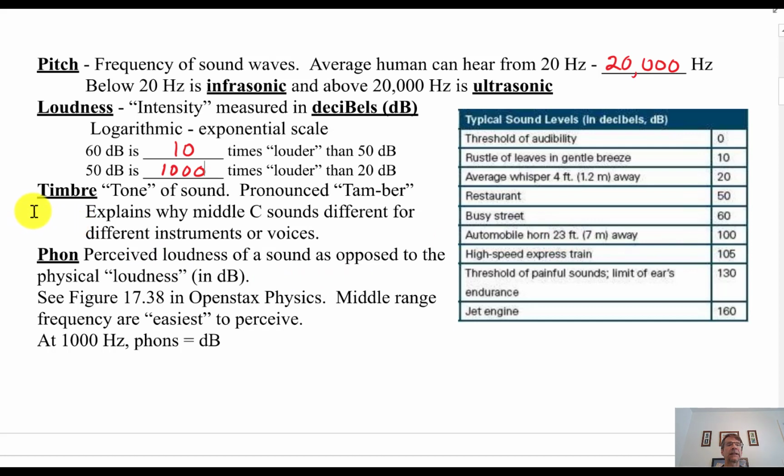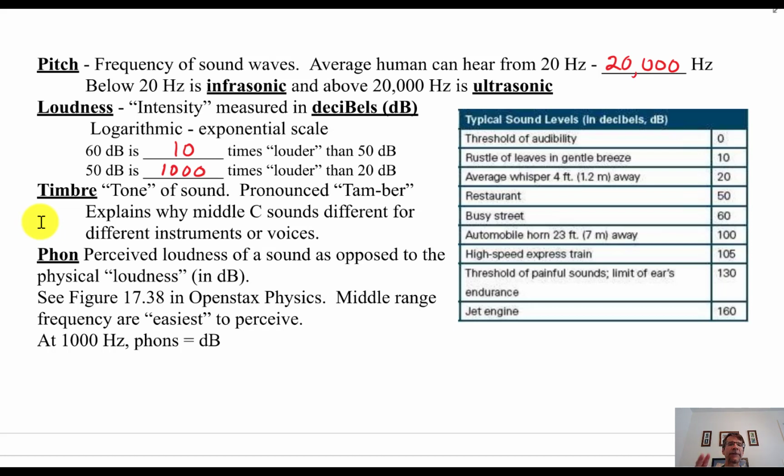All right, timbre, T-I-M-B-R-E. It's the tone of a sound. It explains why, for example, the middle C, from a physics standpoint, even from a music theory standpoint, is 256 hertz by definition. On a piano, if you hit the middle C, it's 256 hertz. If you play that on an oboe or a saxophone, it's 256 hertz. If you sing that note, it's 256 hertz. So why do all those instruments have a slightly different sound to that note?